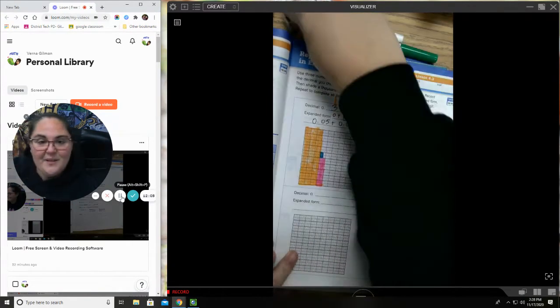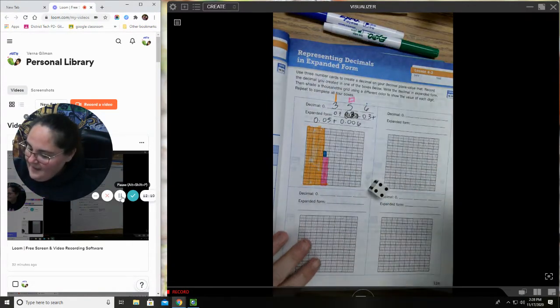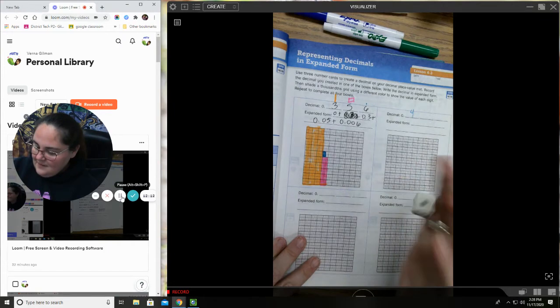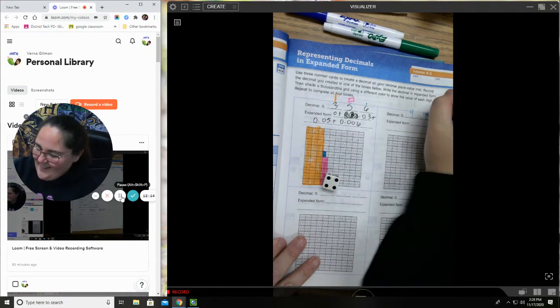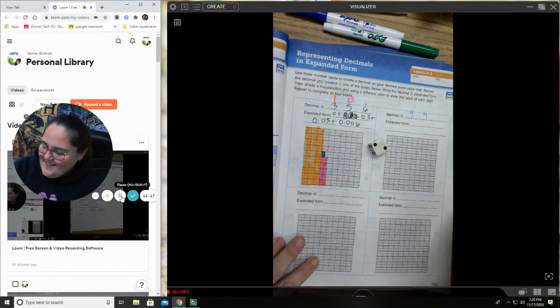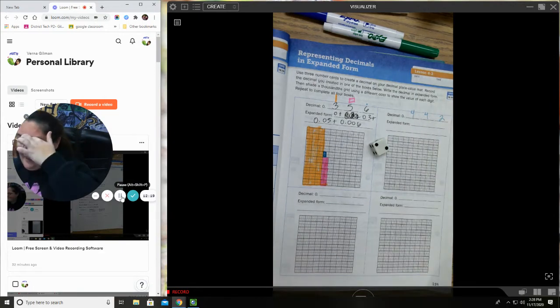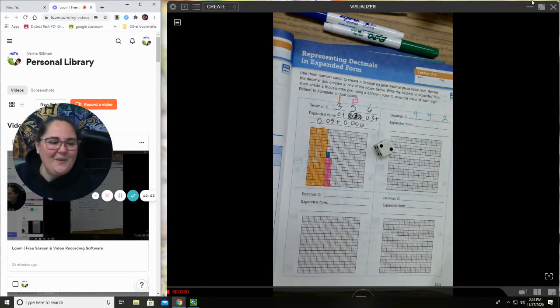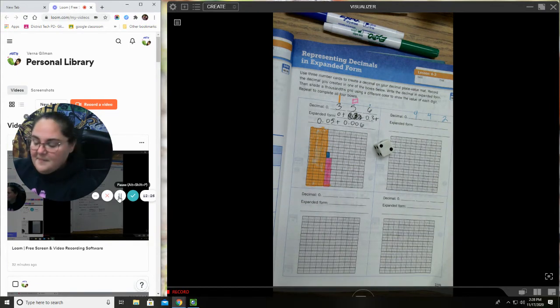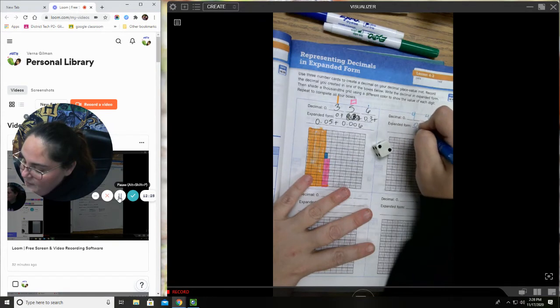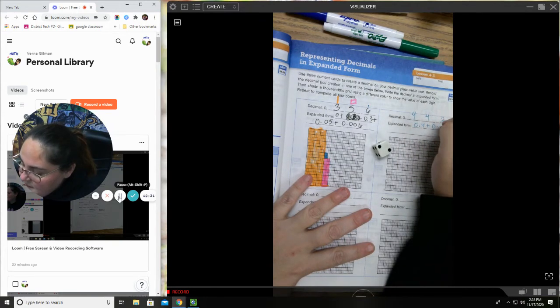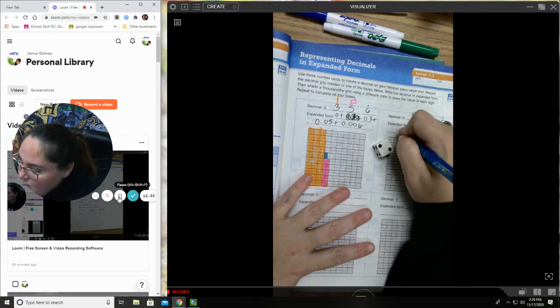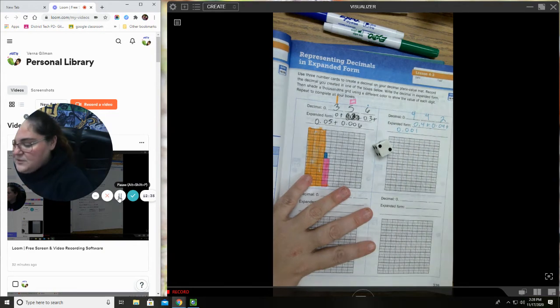Great. Let's do another one. 4, 4, 2. All right. Write it in expanded form. Please write in the chat, what would this be in expanded form? Go. 0.4 plus 0.04 plus 0.002. That's what I would do for that one.